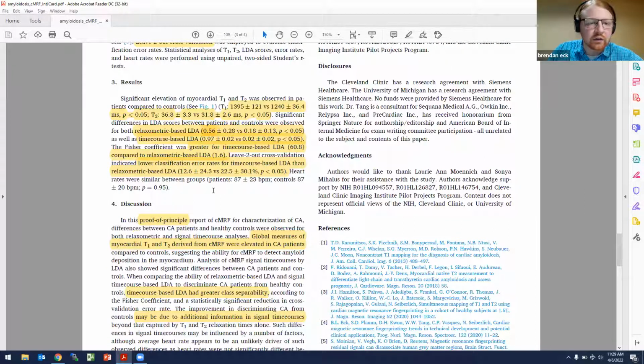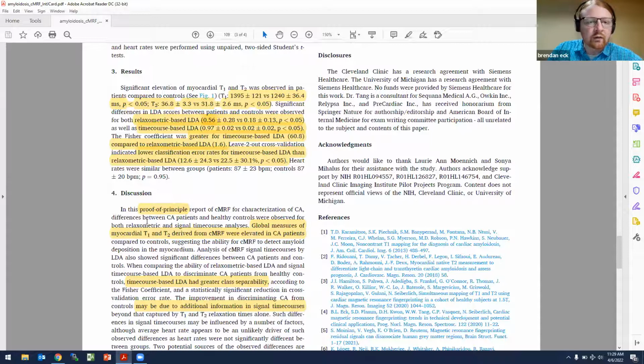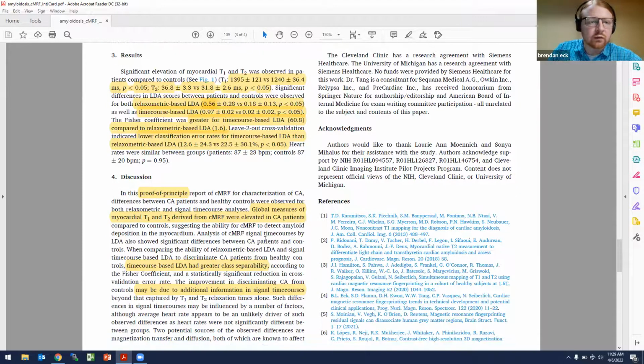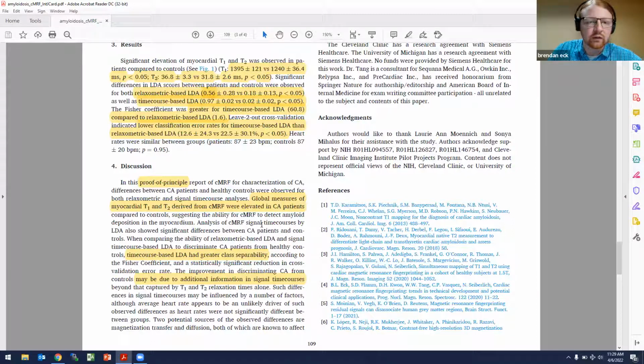So moving on to discussion, in this proof of principle report, we did see that there were differences between the cardiac amyloid patients and the healthy controls when looking at both the relaxometric and signal time course analyses. So global measures of myocardial T1 and T2 derived from cardiac MRF were elevated in the amyloid patients as compared to controls. And this suggests the ability for cardiac MRF to detect amyloid deposition in the myocardium.